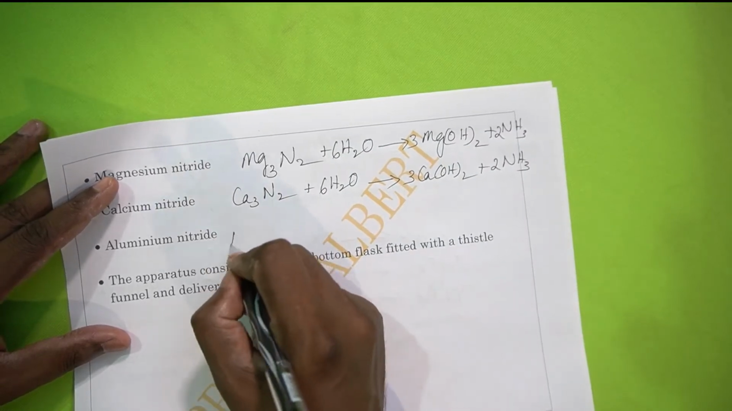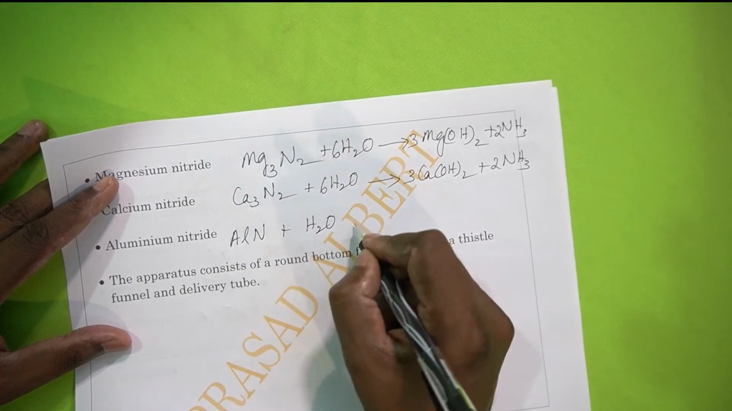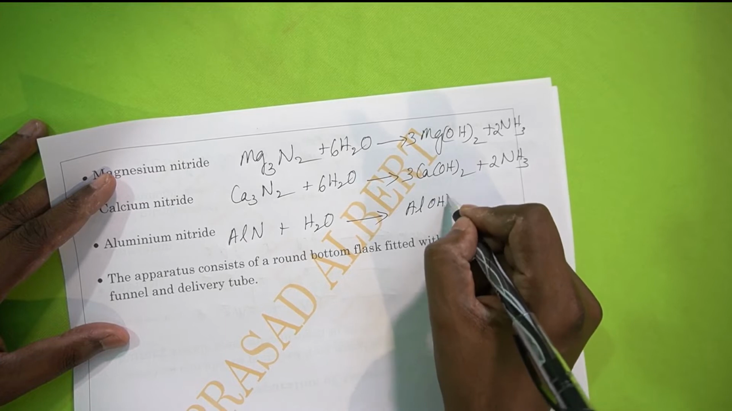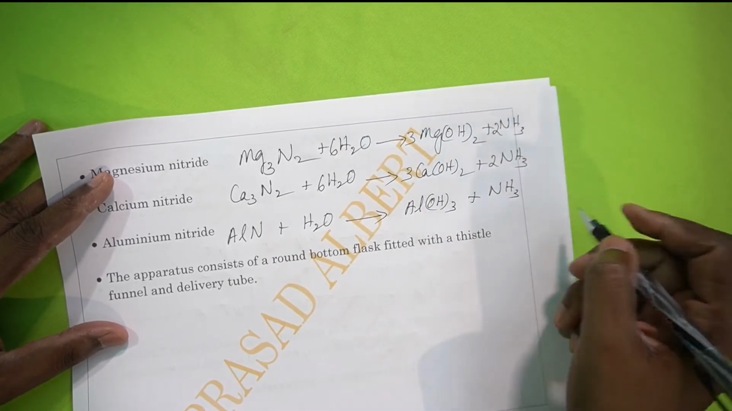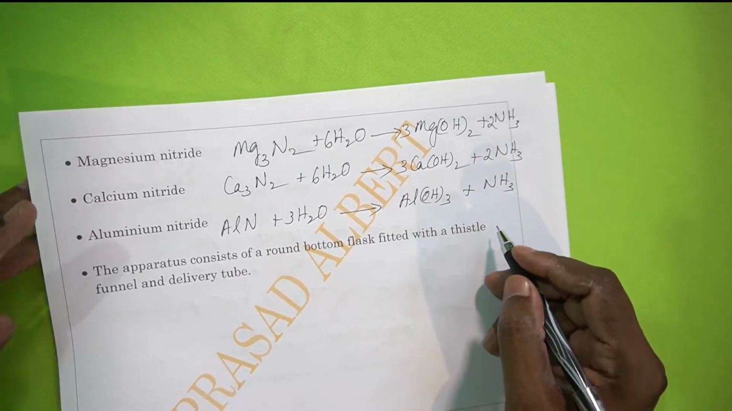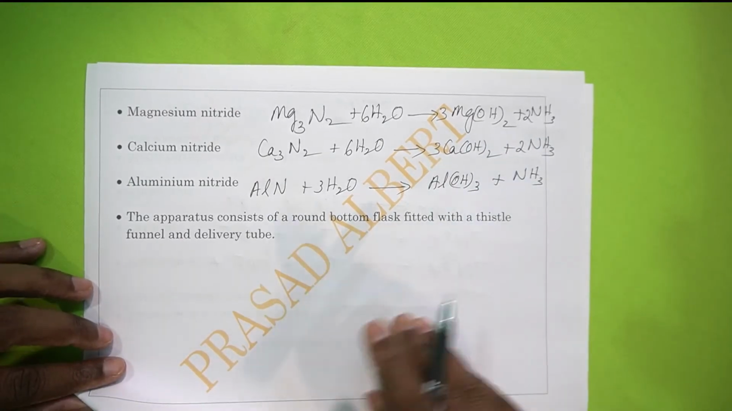Now we'll take aluminium nitride, AlN, plus H2O. Here we get aluminium hydroxide, Al(OH)3, and NH3. So 3 H2O, it is done. So aluminium hydroxide and ammonia, right? So these are the reactions.